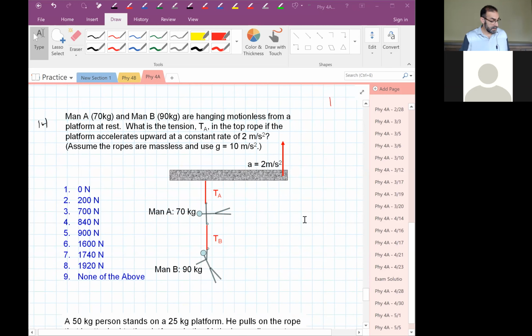Okay, now we've got them. We're going to allow them to hang this time from the strings. I'm not going to cut any strings, but the whole platform that they are attached to is accelerating upward at 2 meters per second squared. What's the tension in rope A?